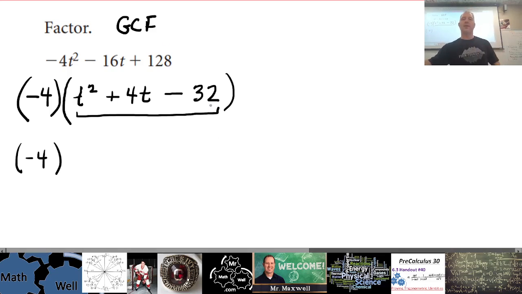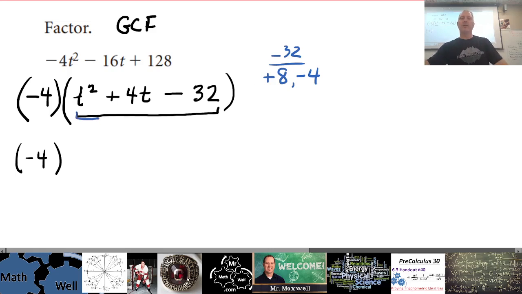And let's go ahead and look at negative 32. Are there factors of negative 32 that add up to 4? I'm thinking 8 and 4, right? 8 and 4. So positive 8 and negative 4. Do you guys like that combination? Yeah. No? No. Okay, are there any other combinations that would work? Negative 8 plus 4. Okay.